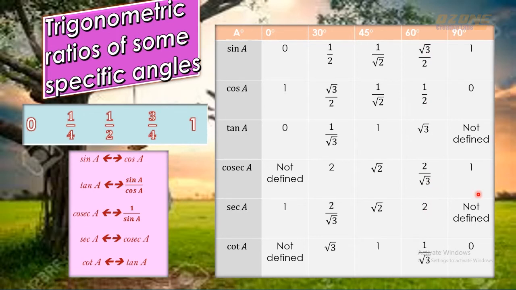Now for sec A, we can just write the reverse of cosec A. So it will be 1, 2 by root 3, root 2, 2, not defined. Cot A, either we can take it as 1 by tan A, or, as it's easy, we will just write the reverse of tan A. Not defined, root 3, 1, 1 by root 3, 0. So during our exam time, we can just create this table on our own. So it will be easy for you to attend the answers.